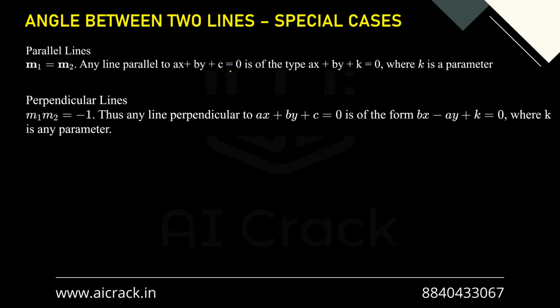So if the first line equation is given like ax plus by plus c equals to 0, the second line would automatically be ax plus by plus k, some parameter or constant, equals to 0, right? So this was about parallel lines.